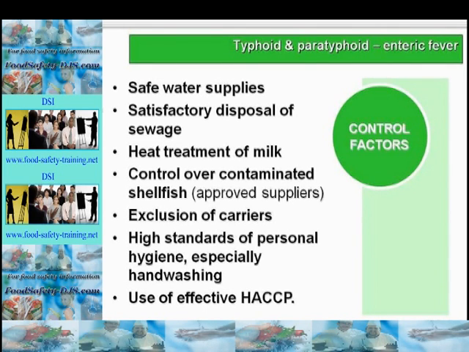Control factors include using safe water supplies, the satisfactory disposal of sewage, heat treatment of milk, control over contaminated shellfish, so using approved and reputable suppliers, the exclusion of carriers, high standards of personal hygiene, especially good hand washing regimes, and the use of an effective food safety management system such as HACCP.